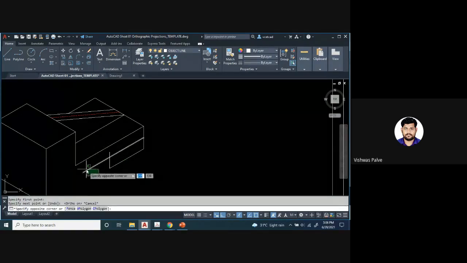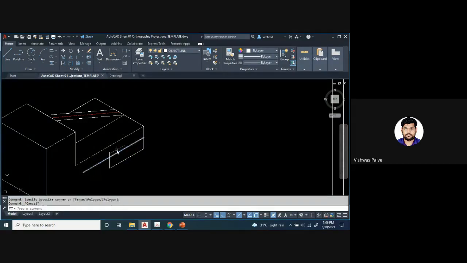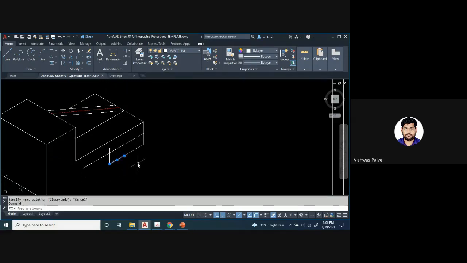I'll delete this line. L, and the horizontal distance will be 25 millimeter, out of 50. I just take a point there. L enter from this point also. How much is that distance? 25 millimeter. So that total distance is 50. Then I'll delete this part. L enter from this point, 15 millimeter, connect it with this point.